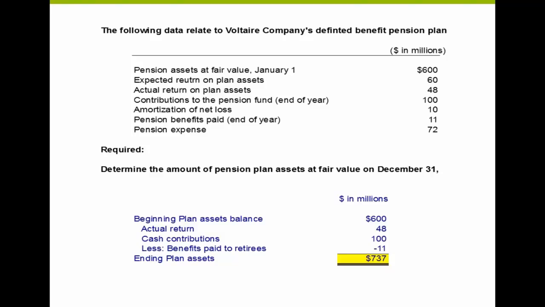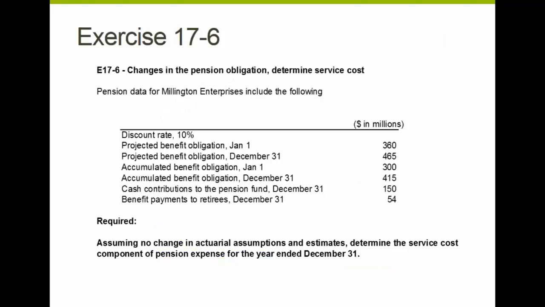So you notice that the actual return is impacting the plan assets. But what we had just mentioned, and we'll have examples of this, is that the expected return is a reduction in the expense, and the difference between the expected return and the actual return is going to remain in our other comprehensive income.